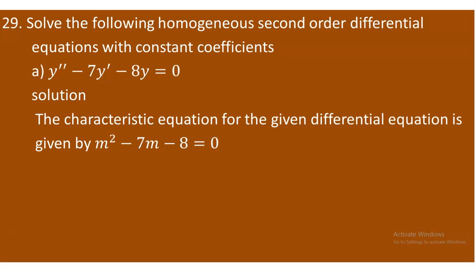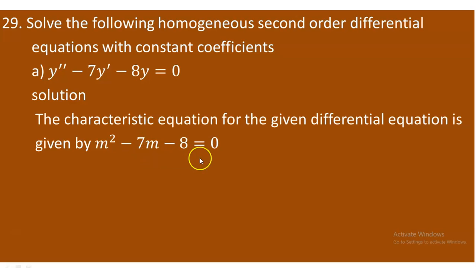So the characteristic equation for the given differential equation is, as I told you, just change the dependent variable y by m, and then the order of the derivative here to be m squared minus 7m here, because there is 1 here, so yeah, it works. Here we don't have a derivative, which means m to the power of 0 is going to come after minus 8, and m to the power of 0 is 1. 1 times minus 8 is minus 8 equal 0.